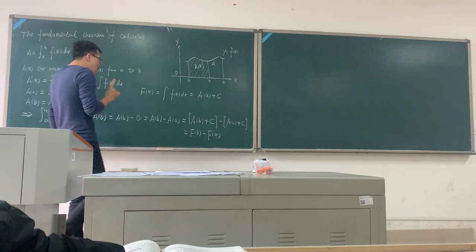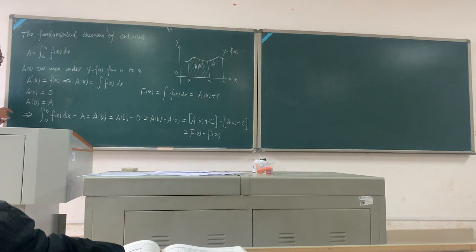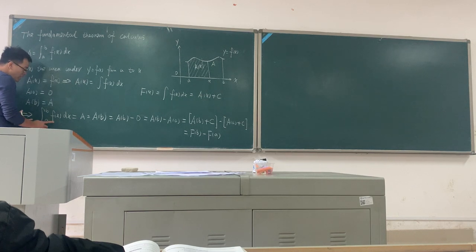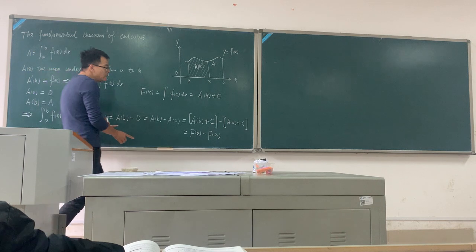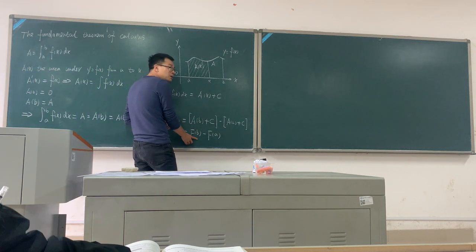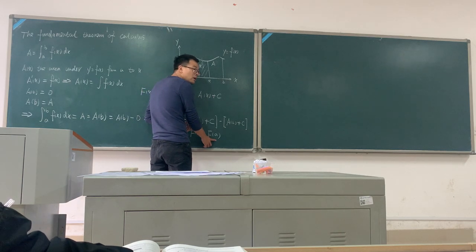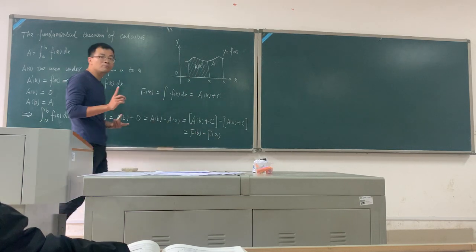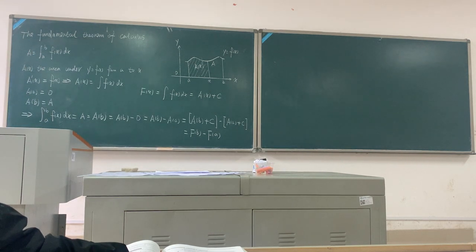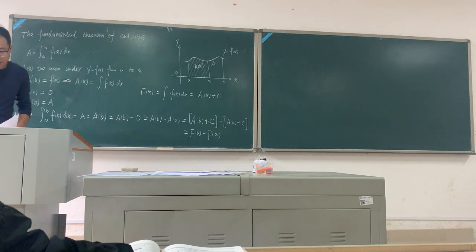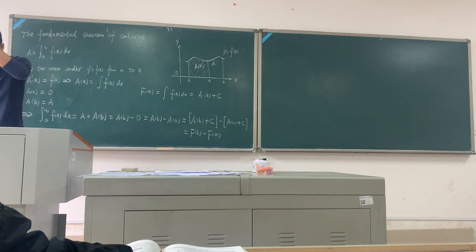So this tells us that the definite integral of f from A to B equals the antiderivative evaluated at B minus the antiderivative evaluated at A. Okay? So this is the most important result for the definite integral. Now we give the result. See page 301, 6.6.1.